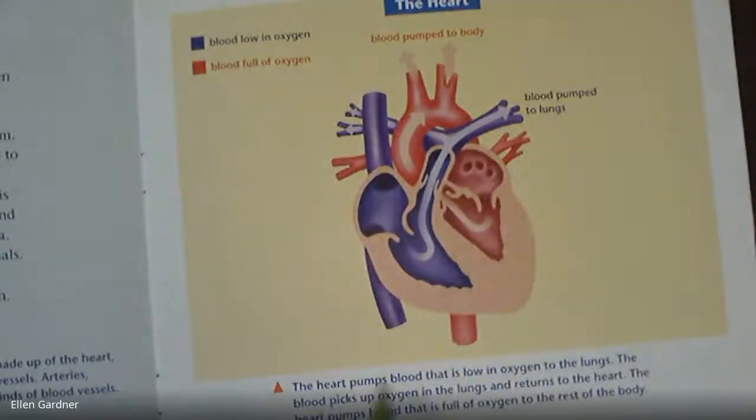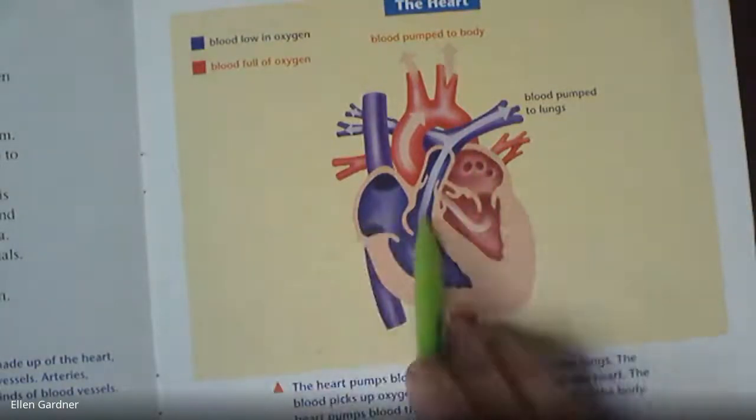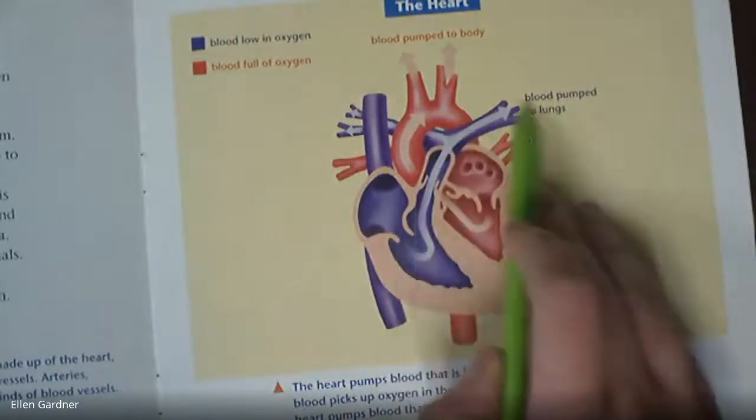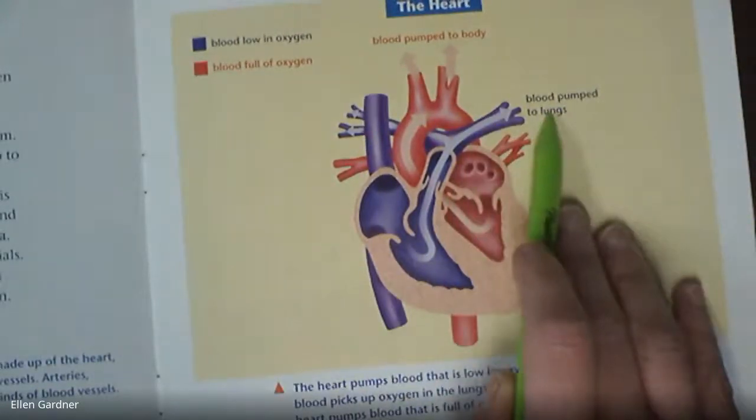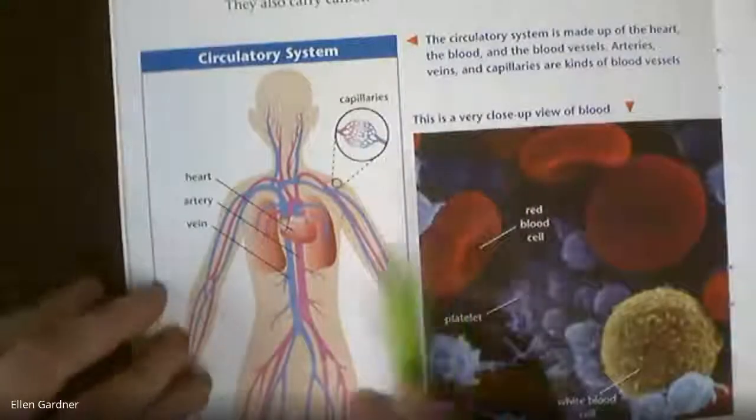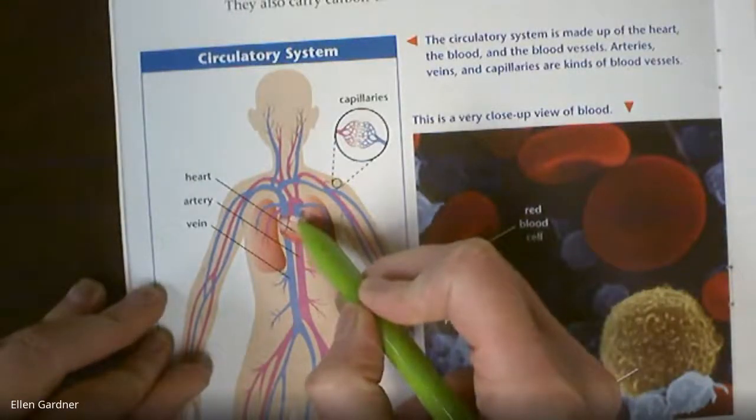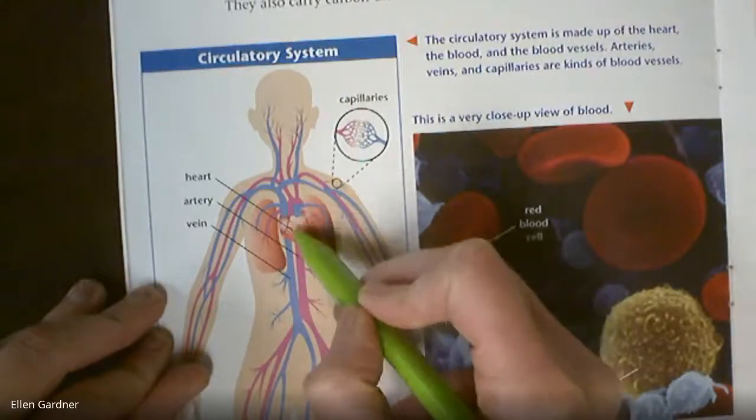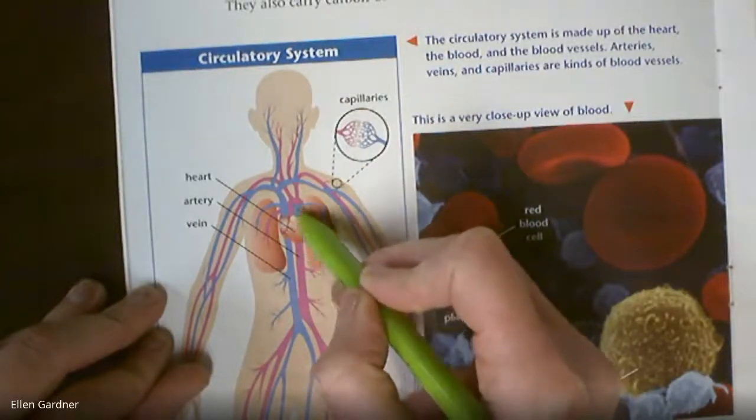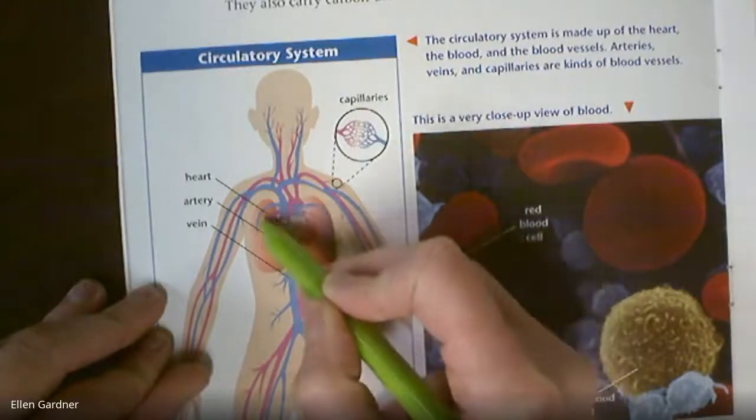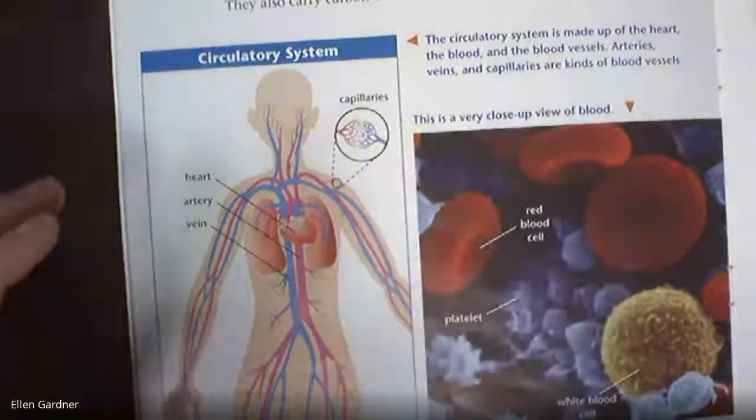As you can see here, it says the heart pumps blood that is low in oxygen to the lungs. Heart pumps blood to the lungs. This shows the action of that. Blood pumped to the lungs. And then this is blood pumped to the body. Once again, going back to the whole body, as you can see here, there are some veins that connect the heart, carrying blood from the heart to the lungs. Specifically having oxygen that goes there. That's why it's going there.